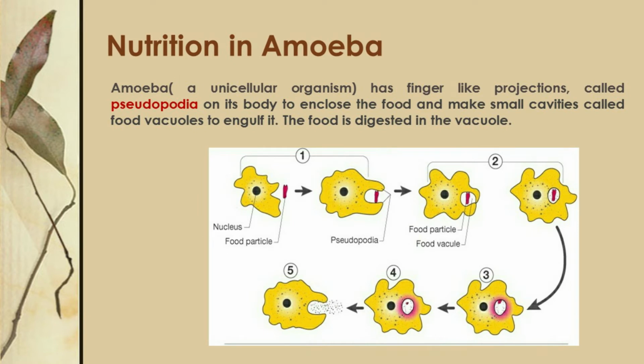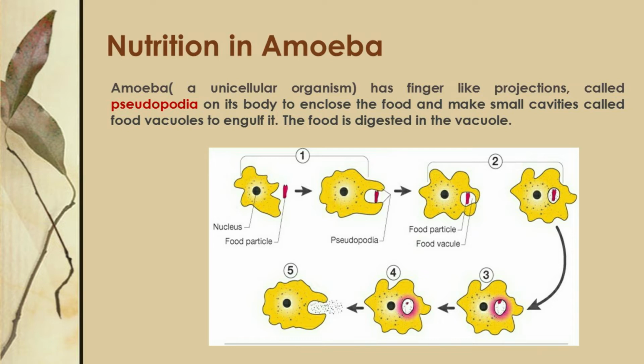After this, we are going to learn about the nutrition in unicellular organisms. Here we are taking the example of amoeba. Amoeba is a unicellular organism, meaning it is made up of a single cell. It is usually found in ponds and ditches. It means it is a freshwater organism. It lives in fresh water, and it depends mostly on microscopic plants and animals that live in ponds for its food. What happens in amoeba when it comes in contact with any food particles?